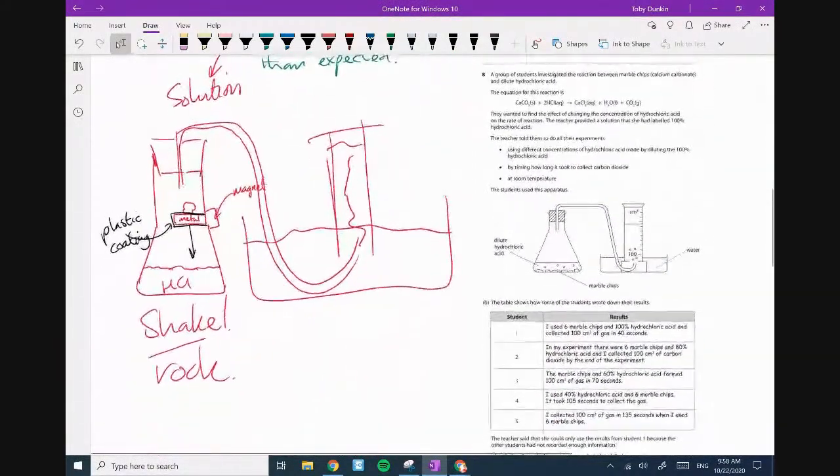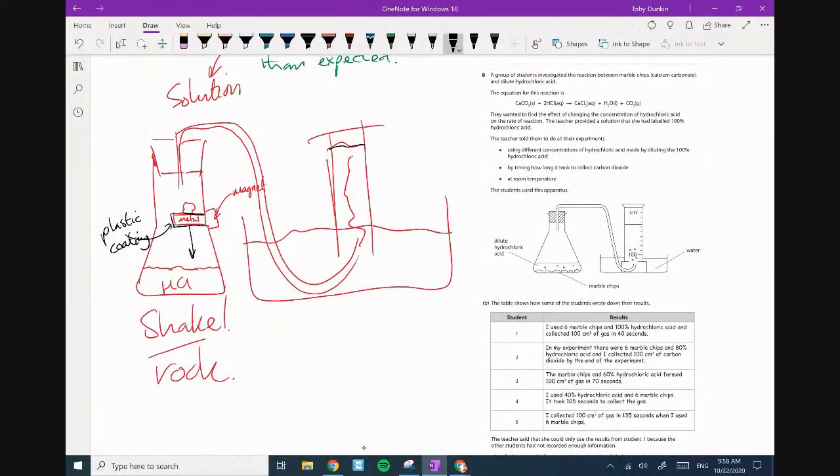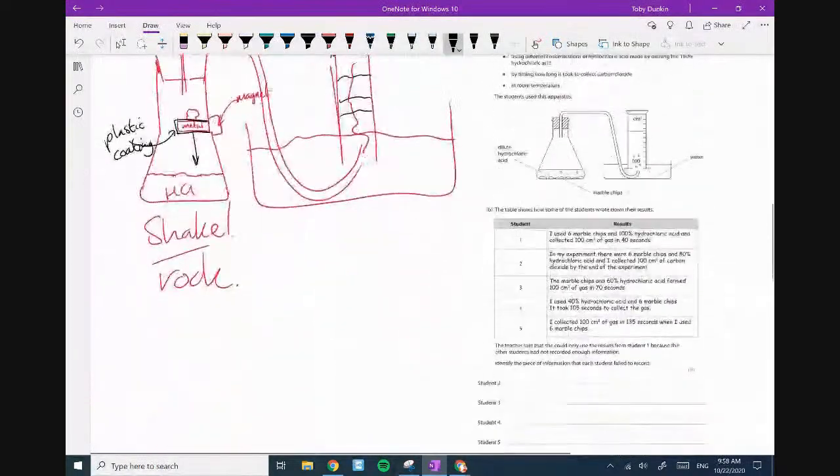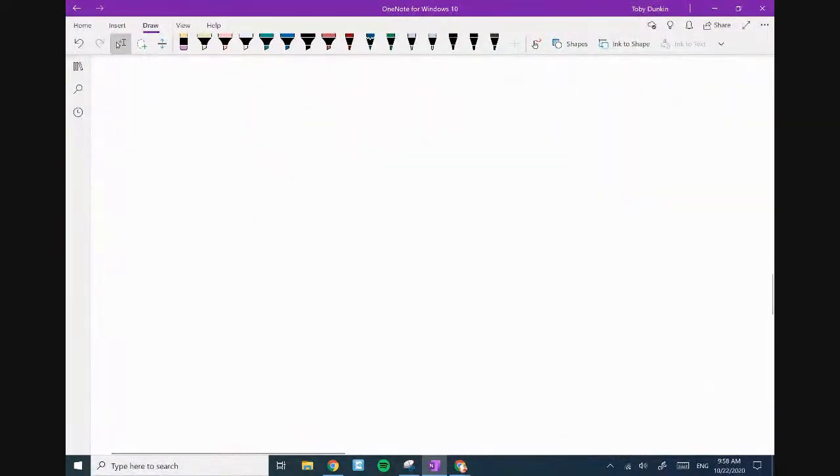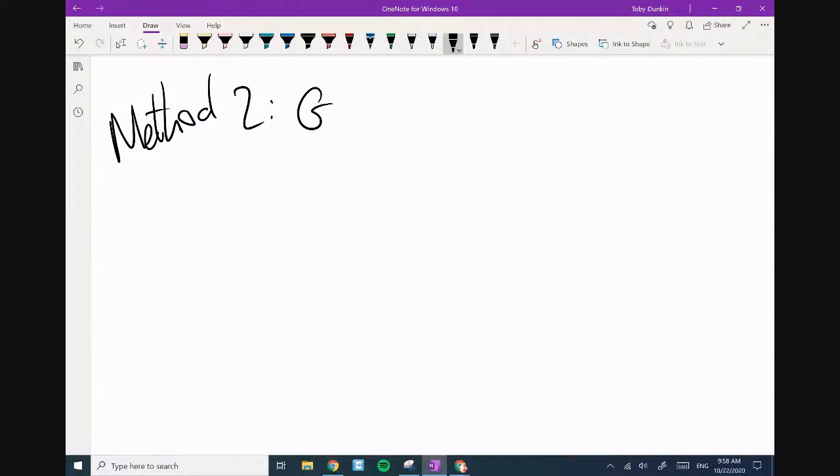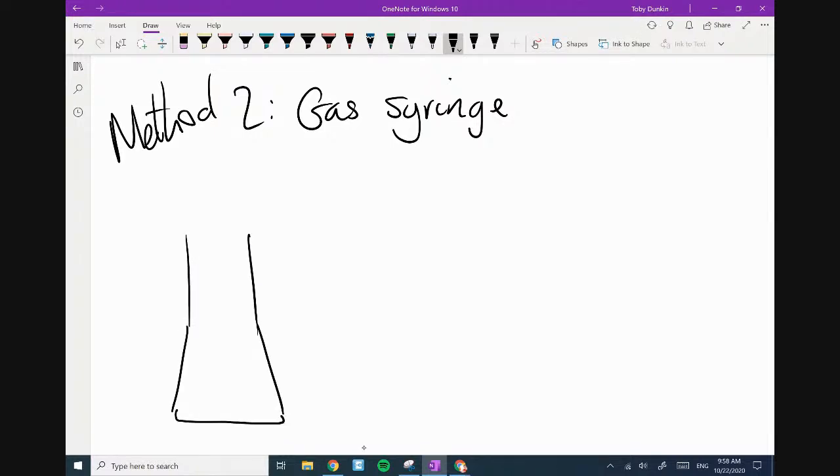And what you do is you just measure the volume of gas collected every 30 seconds. Not complicated. Okay, method number 2, and the preferred method, is the gas syringe. This is far better. Again, you do need to be able to draw this. They have asked it in the past.